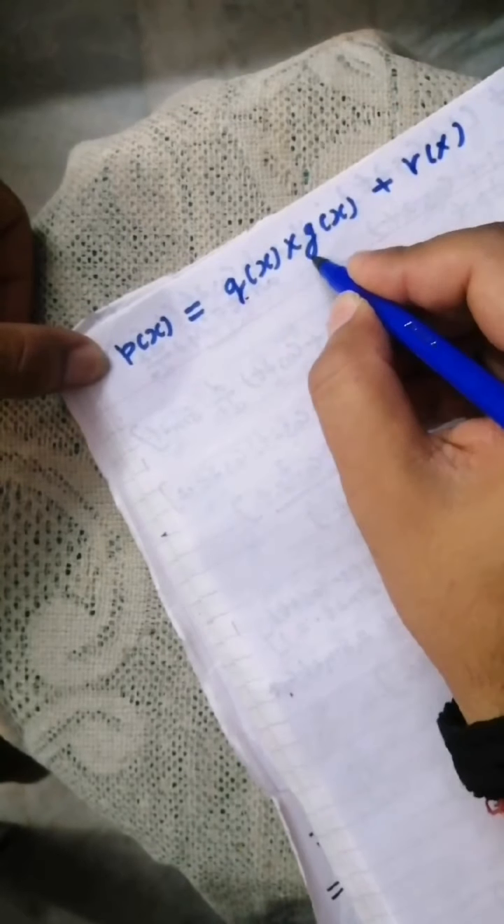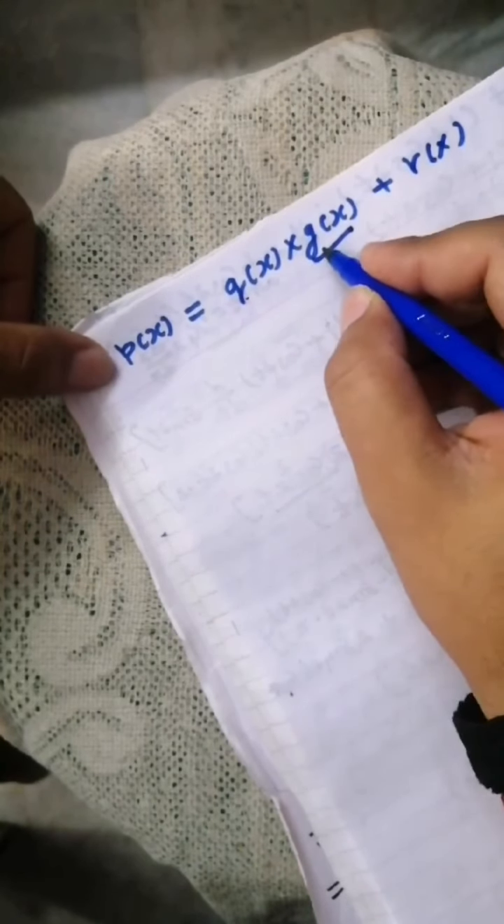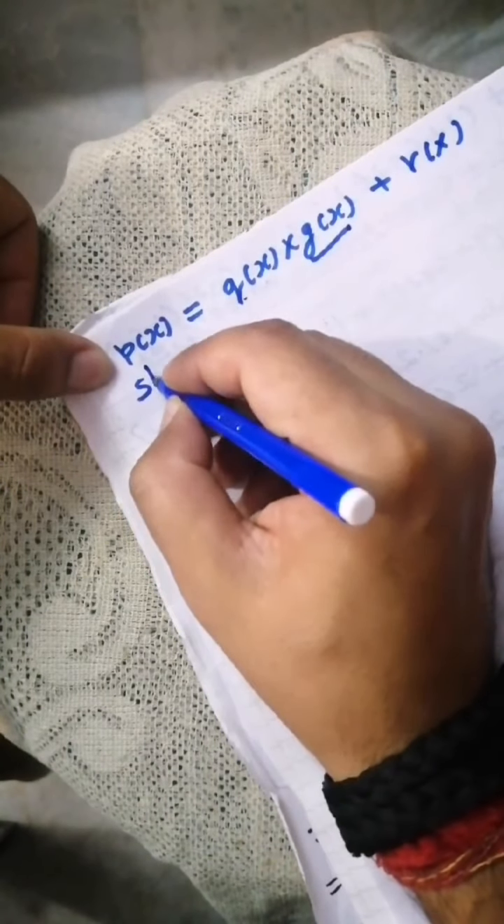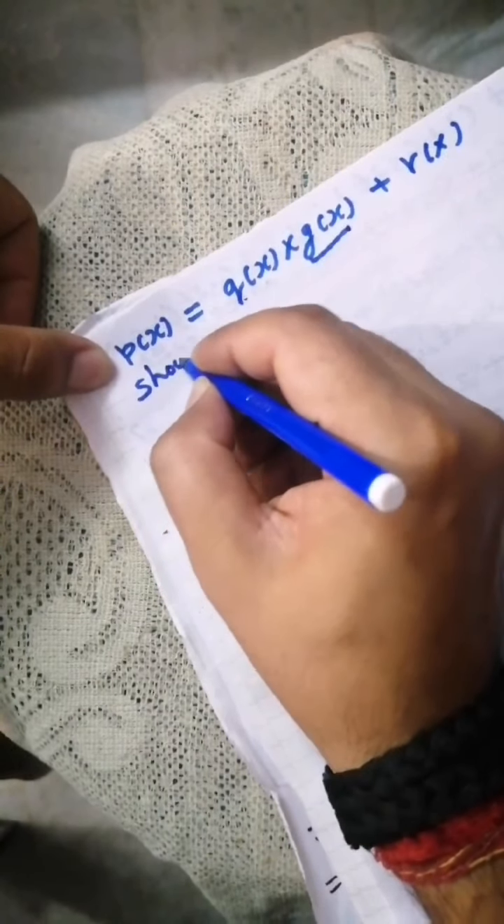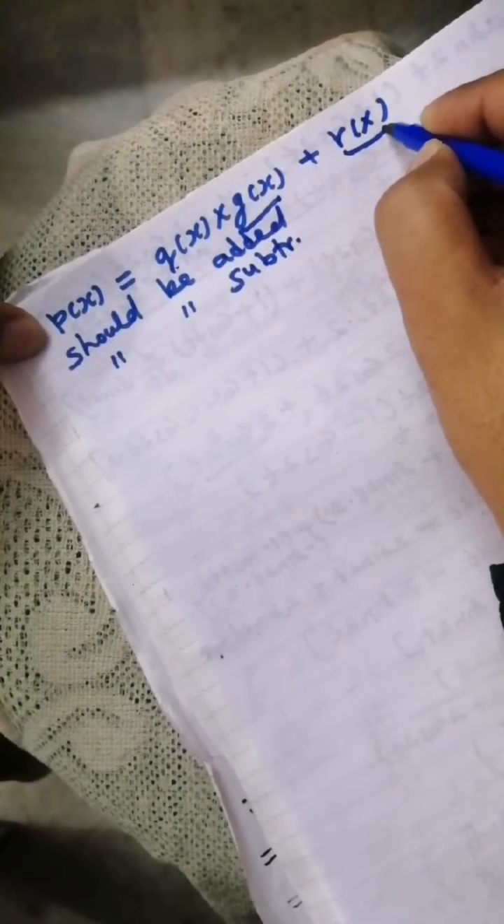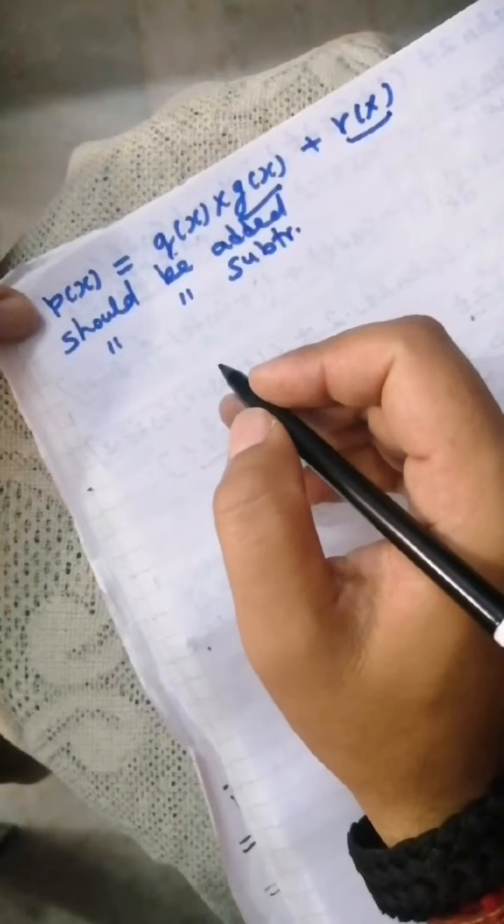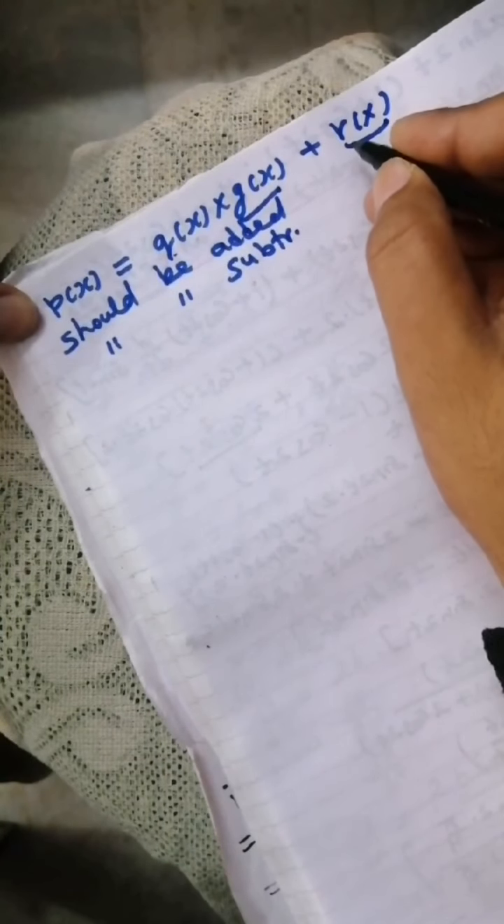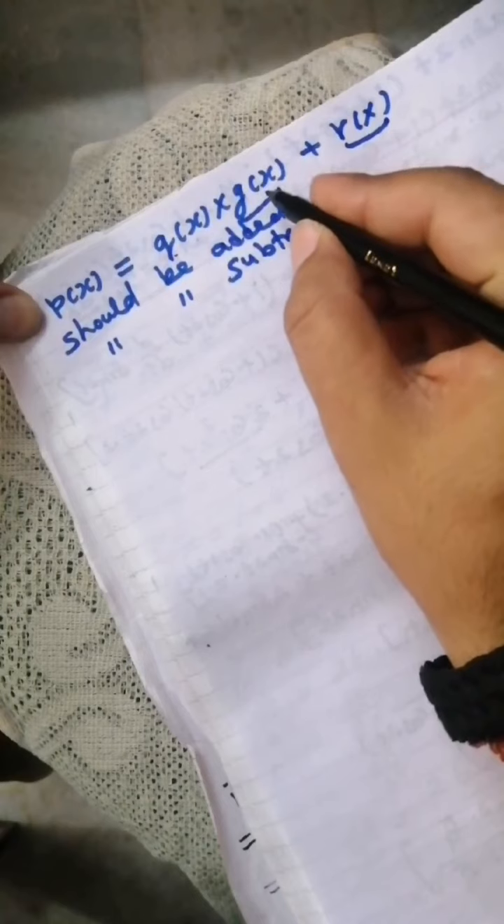Suppose p(x) is completely divisible by g(x). It means g(x) is a factor of p(x). Then what should be added and what should be subtracted from the polynomial to make it completely divisible? For this condition you can see there is the remainder r(x). If you are going to add something to this remainder so that it becomes completely divisible, then it should be the negative of the remainder.